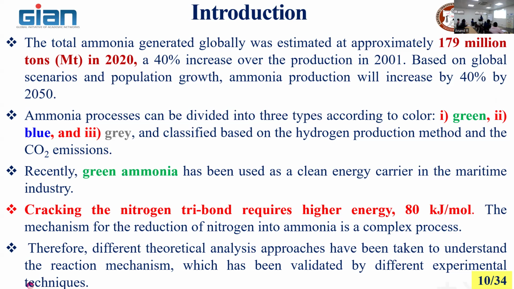Then, cracking the nitrogen triple bond requires high energy, 80 kilojoules per mole. The mechanism for reduction of nitrogen into ammonia is a complex process. Therefore, different theoretical analysis approaches have been taken to understand the reaction mechanism, which have been validated by different experimental techniques.